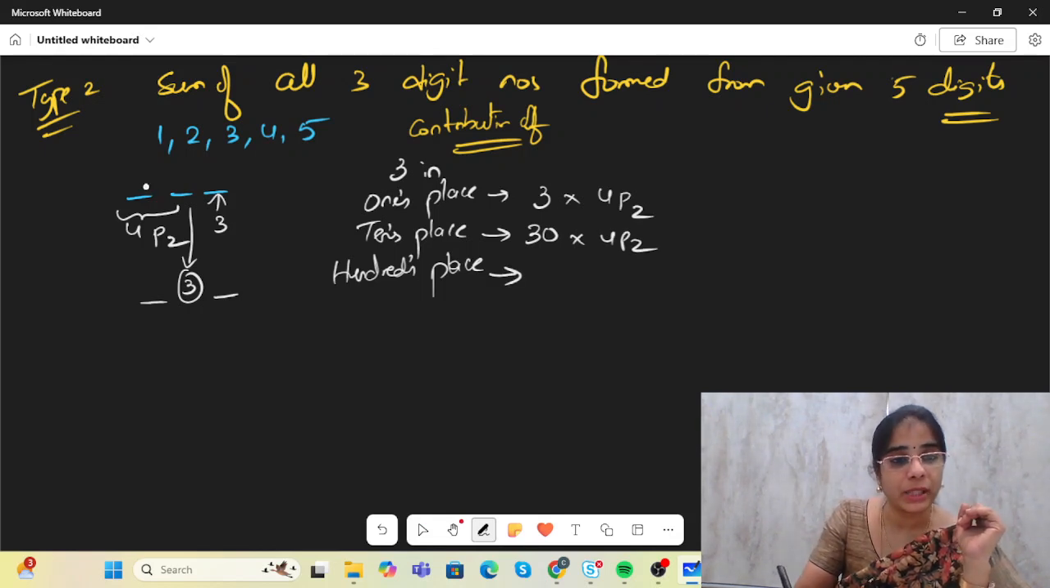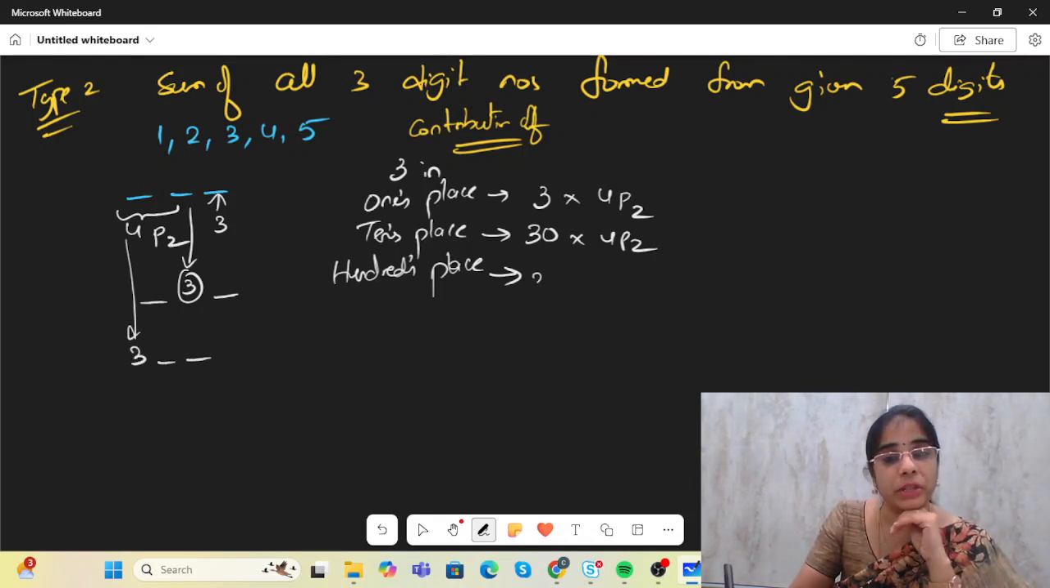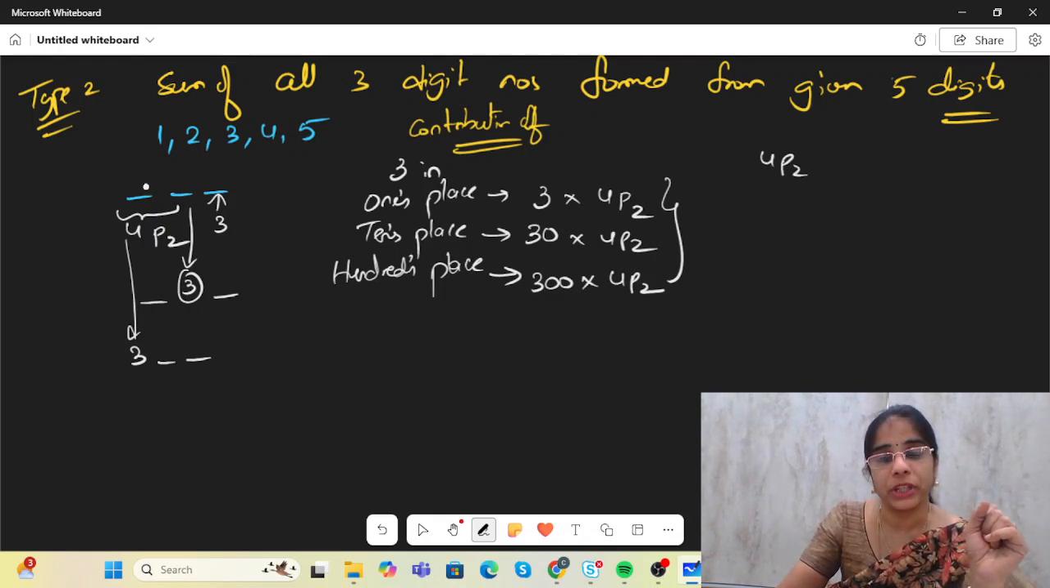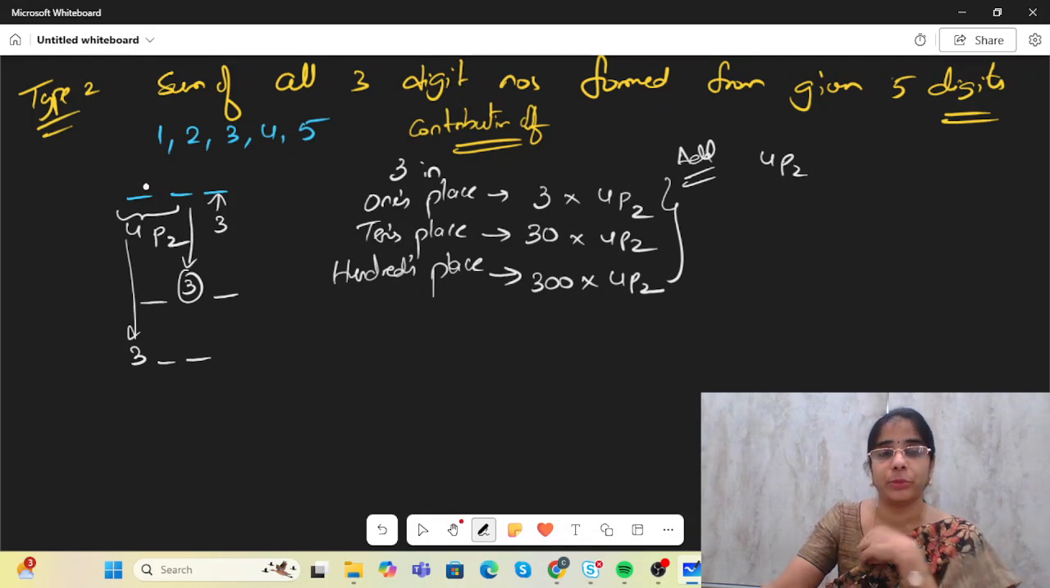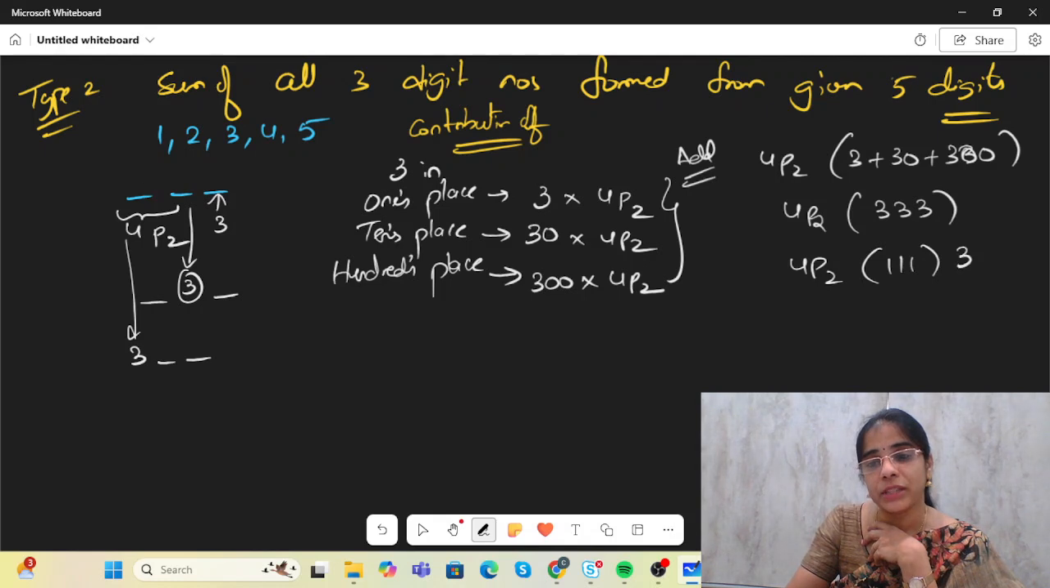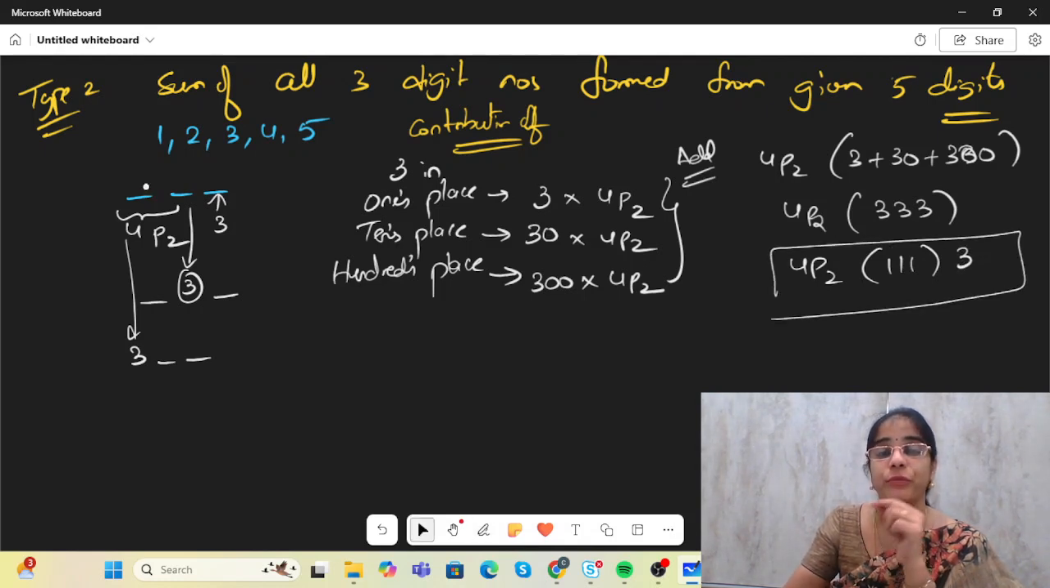Next, the hundreds place. Suppose 3 is in the hundreds place. For the remaining 2 places, obviously 300 into 4P2. Now this is the contribution of 3 in all the places. When I add all this, that is the whole contribution of 3: 4P2 into (3 plus 30 plus 300). So that is 4P2 times 333, or 4P2 times 111 times 3. This is the contribution from 3.